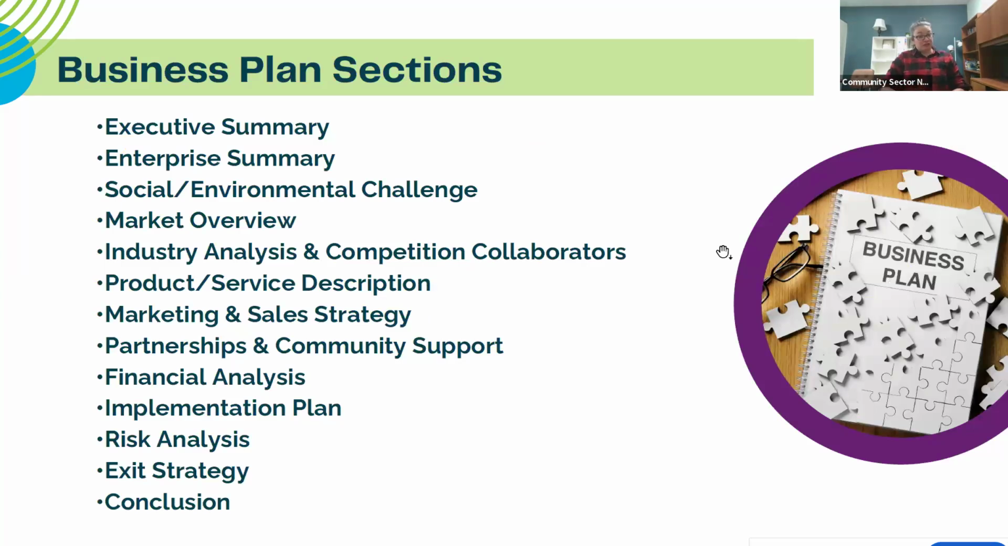So there are a lot of sections to a business plan, and this is just your overall list of them. You have your executive summary, the summary of the enterprise, the social or environmental challenges, the overview of the market, looking at your industry and your competition and collaborators, a clear description of your product or service with your unique value proposition, your sales strategy, different partnerships and community support, your financial analysis, how you're going to implement, a risk analysis, and then an exit strategy and a conclusion.